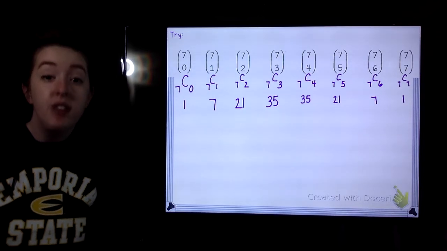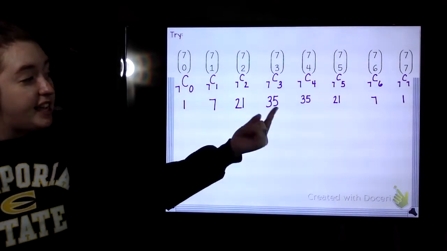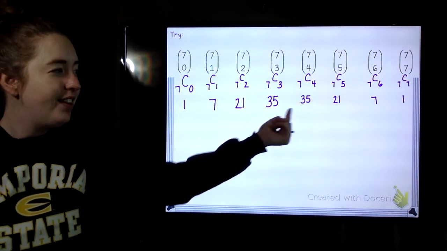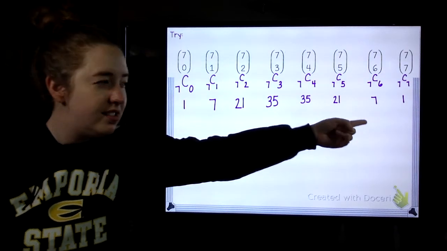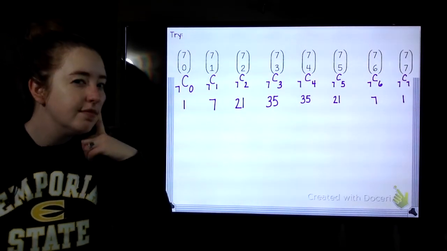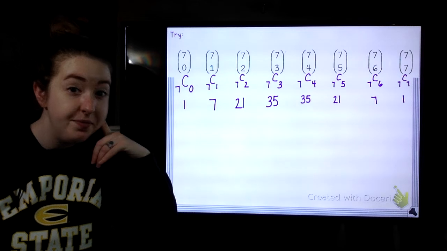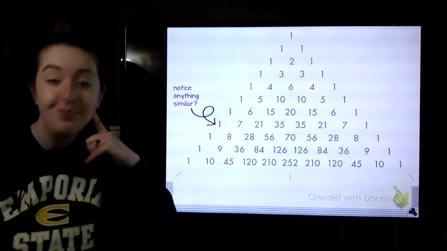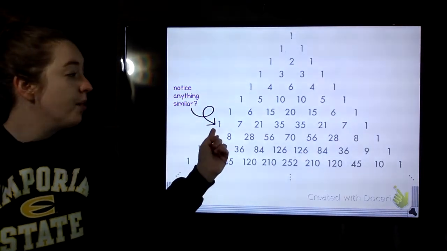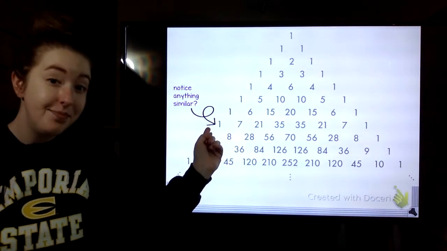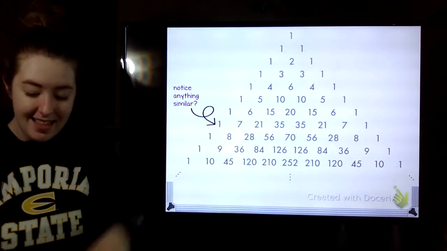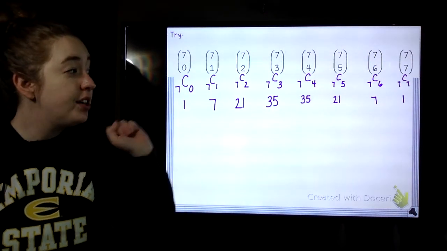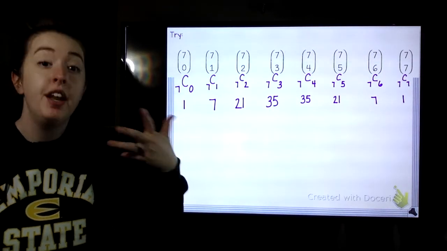All right. So maybe you ended up with these same values. You should. 1, 7, 21, 35, 35, 21, 7, 1. Does this look familiar to you? Does it look similar to anything? That's the 7th row of Pascal's triangle. So we can see that this choose function for each term is going to give us our coefficient before we simplify.